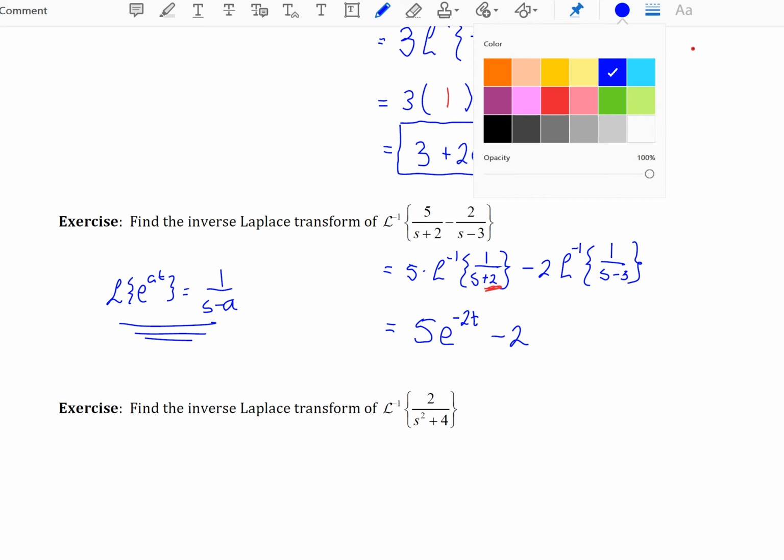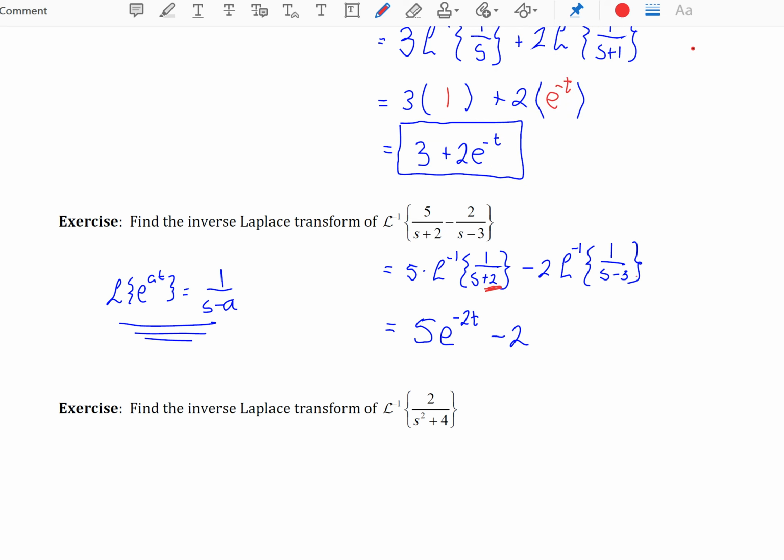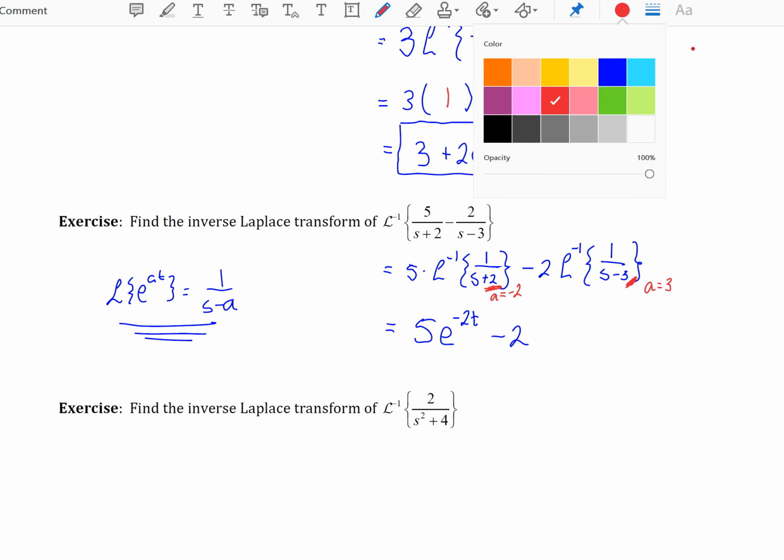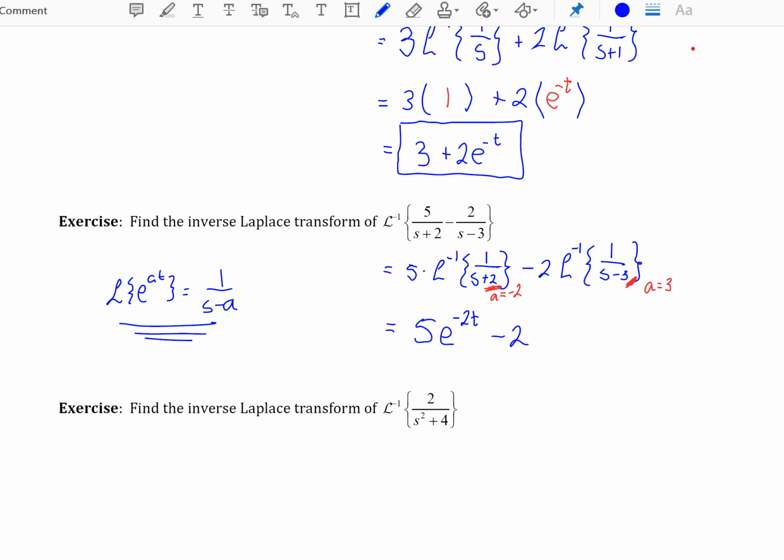So now you have in this one an s minus 3 in your denominator. That means that a had to be positive 3. Here a was negative 2. So we'd have 2e to the 3t. And this is your inverse Laplace. Notice it lands you back in the t domain.